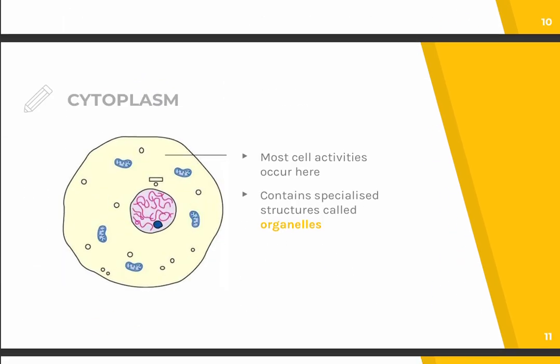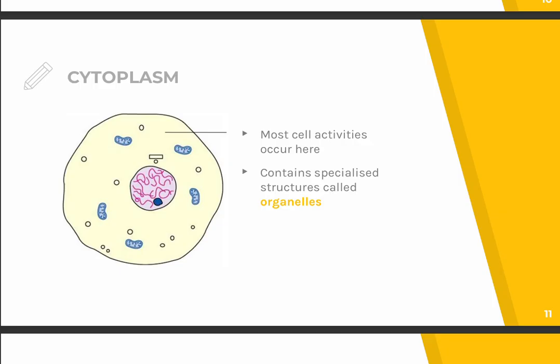The cytoplasm, as I told you before, is the jelly-like substance, a liquid in which all the organelles lie. All the small structures inside any cell are known as organelles. So this is the medium in which all the organelles lie, and all the activities of the cell happen inside this cytoplasm, either a chemical reaction or anything else that happens inside the cell.